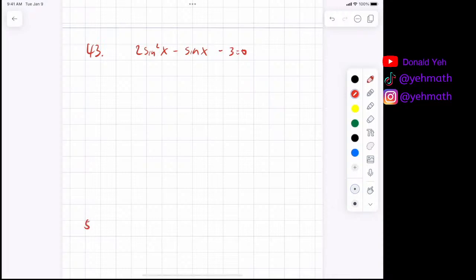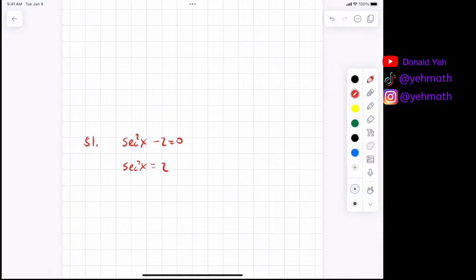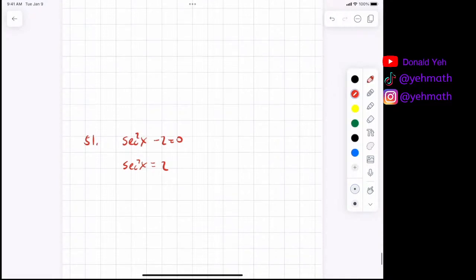What is 51? Secant square of x minus 2 equal to 0. I did go over this one also, but this is secant square of x equal to 2. Is that okay? What do I do next? One over cosine square. Okay, that's fine. And what do I do after that? I'm not sure what I did. That could be a problem.